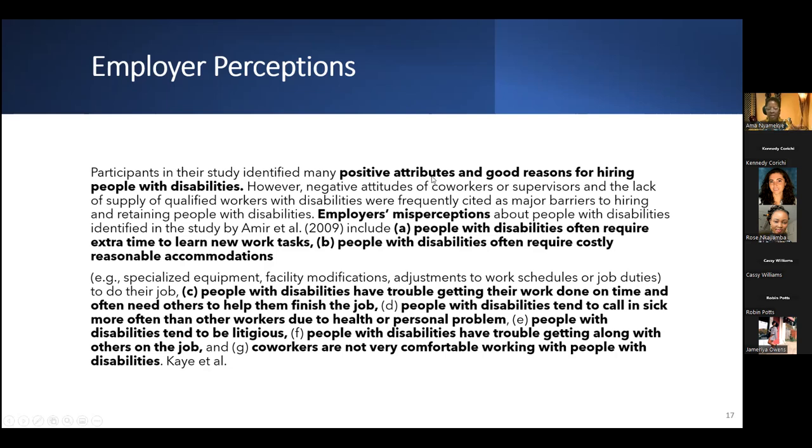That positive attributes and good reasons for hiring people with disabilities. It says that the negative attitudes of coworkers and supervisors and the lack of supply of qualified workers with disabilities are frequently cited as barriers to retaining people. And employers' misconceptions, we're all like a broken record here, they have a lot of misperceptions about that.